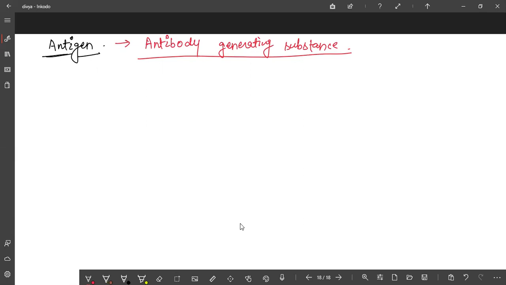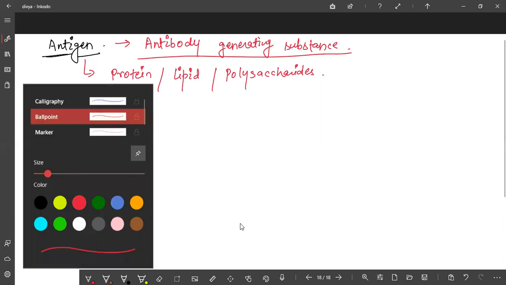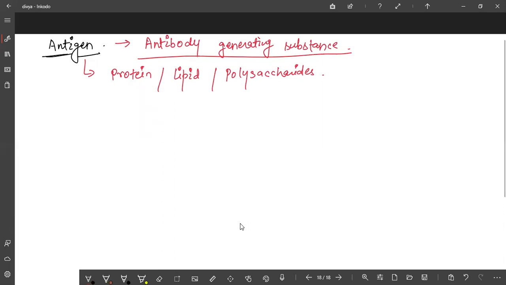So if we discuss the nature of this antigen, it may be protein, it may be lipid, or it may be polysaccharides. Is it clear to you? These are the things that you had studied in biomolecules. So antigen may be proteinaceous in nature, it may be lipid in nature, or it may be what? Polysaccharide in nature.